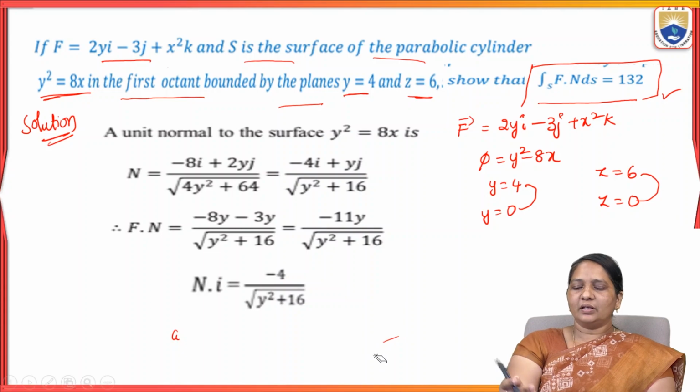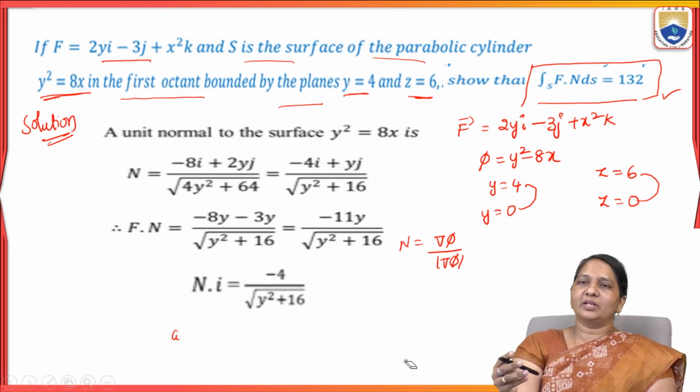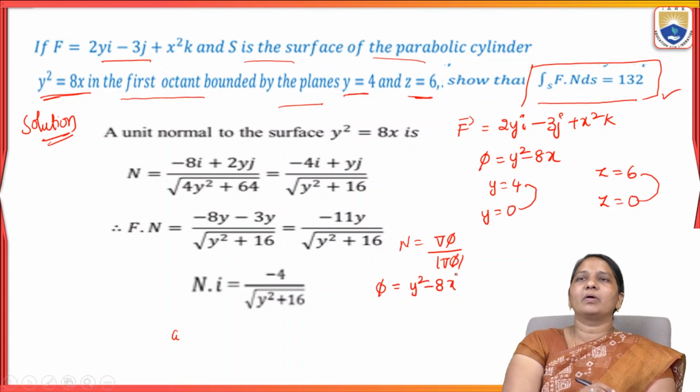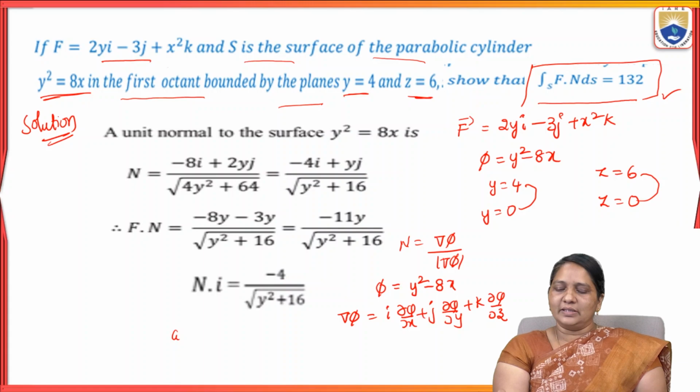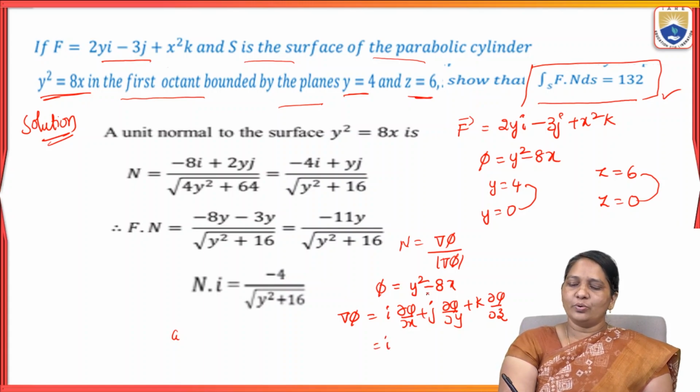What is the formula for n? n is equal to del phi by the modulus of del phi. First of all, what is phi? After that we can calculate del phi. So phi is equal to y square minus 8x, the given parabolic cylinder. Now I am going to calculate the del phi value: i into dou phi by dou x plus j into dou phi by dou y plus k into dou phi by dou z. Now we are going to calculate this one: i into dou by dou x of y square minus 8x. So with respect to x we are doing.